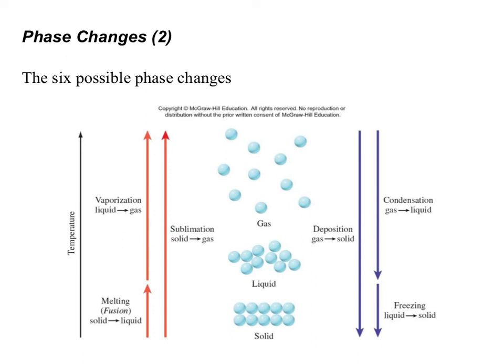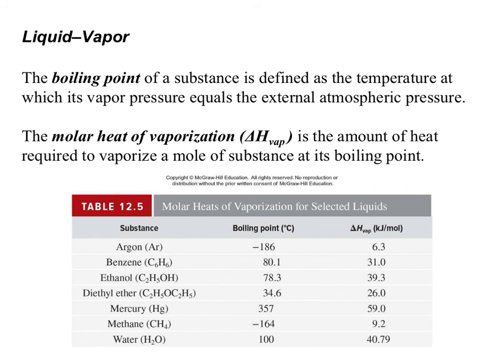The boiling point of a substance is defined as the temperature at which its vapor pressure equals the external atmospheric pressure. The molar heat of vaporization is the amount of heat required to vaporize a mole of substance at its boiling point. In the table below, you will notice that there is a pretty good relationship between the boiling point and the enthalpy of vaporization. The bigger the enthalpy of vaporization, the higher the boiling point, with some exceptions.